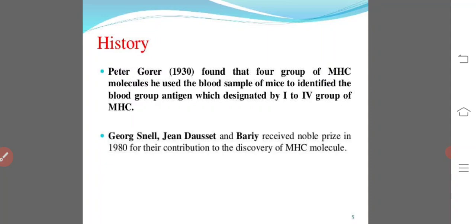Here, if you observe the history, Peter Gorer found four groups of MHC molecules, using the blood samples of mice to identify the blood group antigens, which were designated by Roman numerals 1 to 4. George Snell, Jean Dausset and Baruj Benacerraf received the Nobel Prize in 1980 for their contribution to the discovery of the MHC molecule.